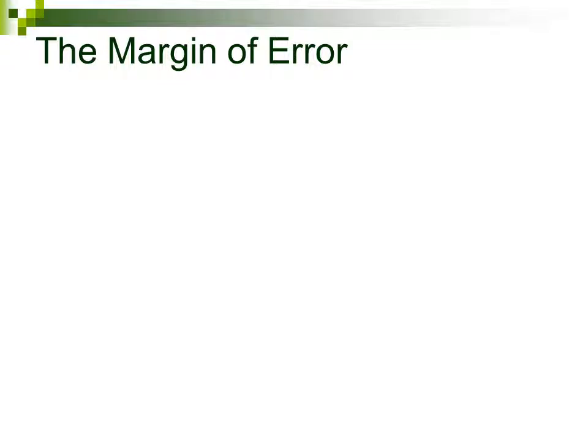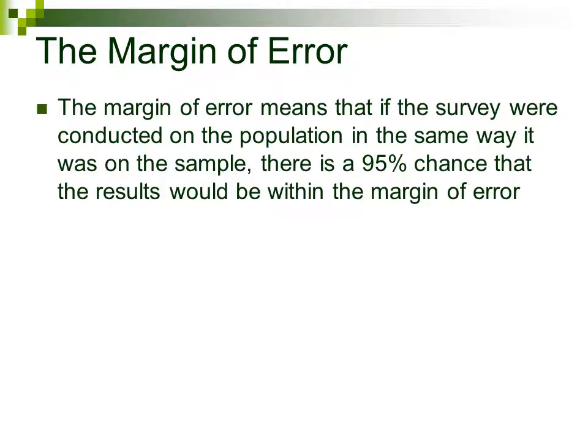Okay, the last thing I want to talk about regarding surveys is the margin of error. So you might see that the margin of error on a poll was like plus or minus 3, but I don't know if a lot of people know what that actually means. So the margin of error means that if the survey were conducted on the population in the same way it was on the sample, there is a 95% chance that the results would be within the margin of error.